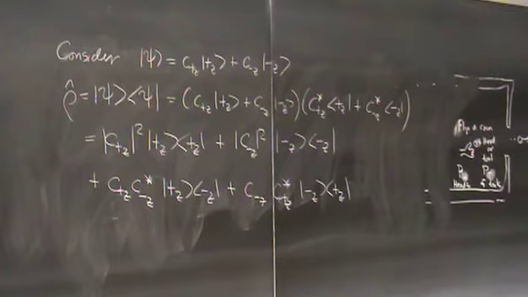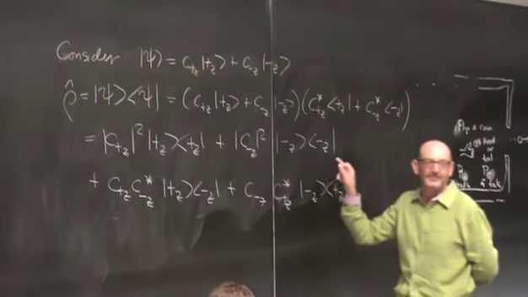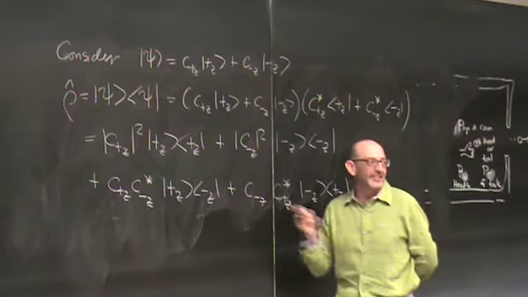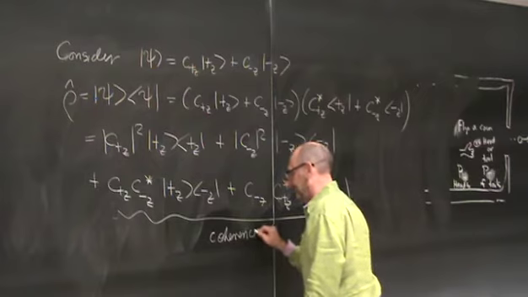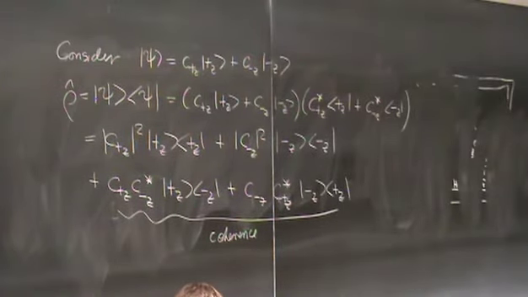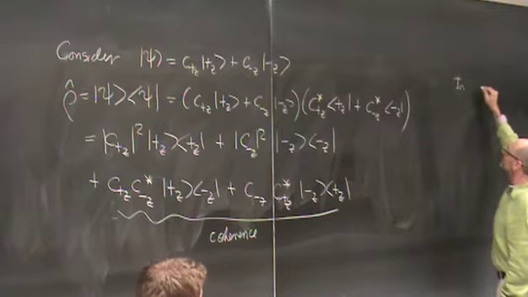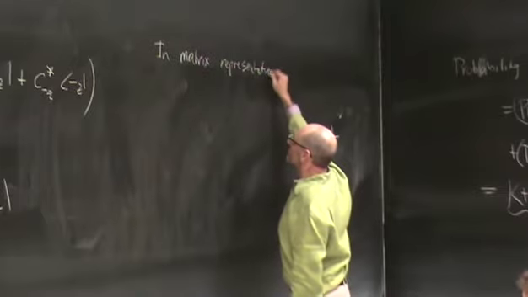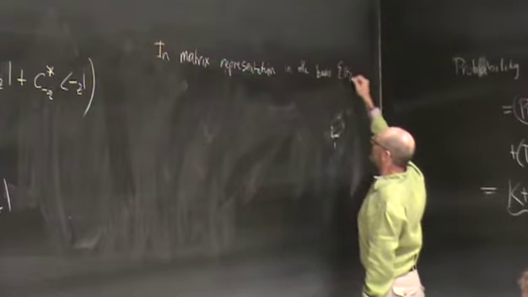Well, these first two terms look like the statistical mixture of up and down. But these terms, the off-diagonal terms of the matrix elements, don't look anything like statistical mixtures, because these are the terms that are related to what we call the coherence. Okay? So, written in a matrix representation in the basis of, say, spin up and spin down along z.